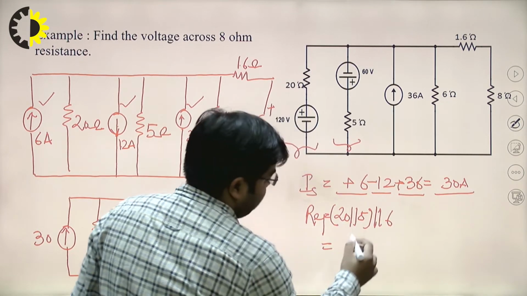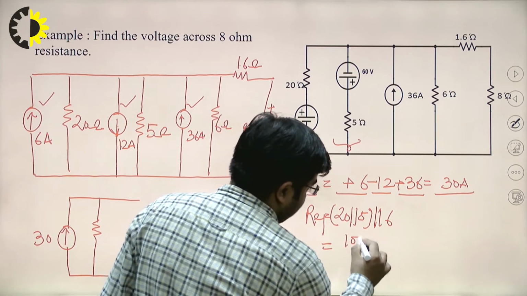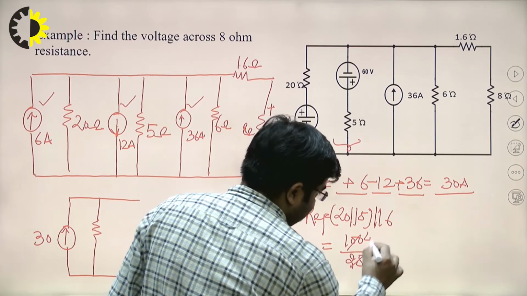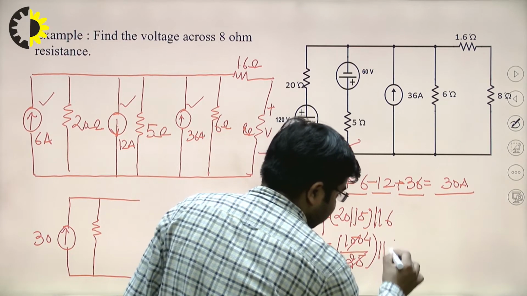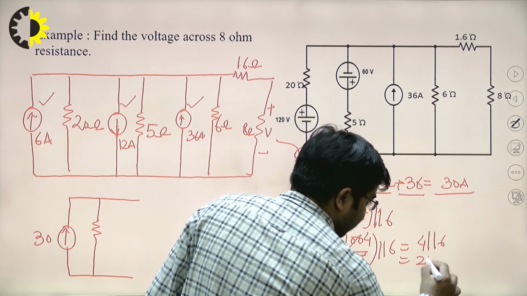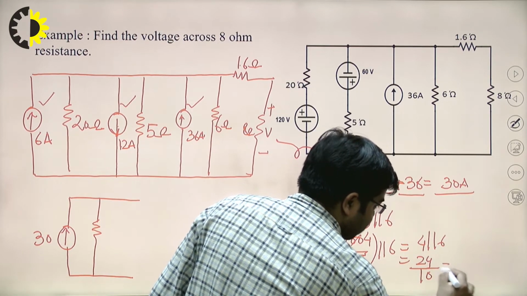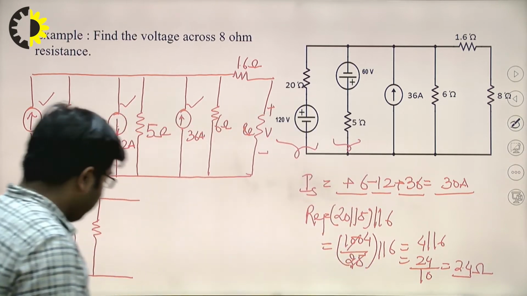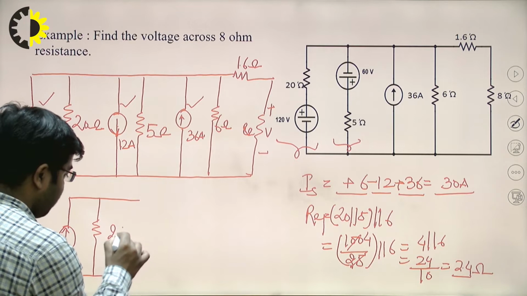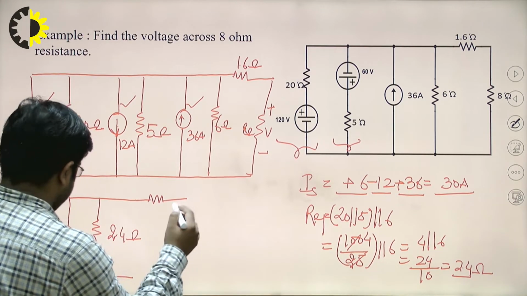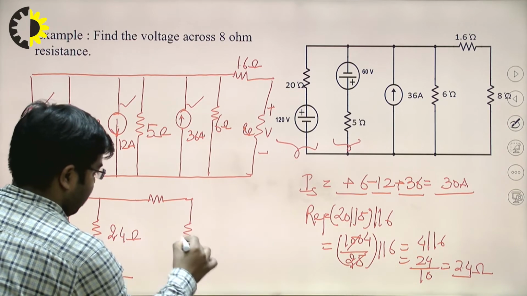So 20 into 5, 100 divided by 25. So this will be 4. This will be parallel with 6. So 4 again parallel with 6. So this will give 24 divided by 10. So this is 2.4 ohm. So this value will be 2.4 ohm.